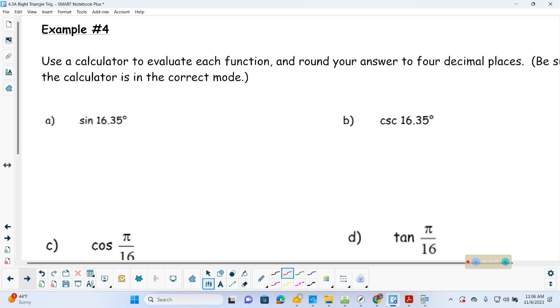Okay, calculator time, my friends. You're going to hear me start saying this a lot this chapter. It is important that you watch your calculator mode. Because clearly, the first 2 angles I'm giving you are in degrees. They have degree symbols. The bottom 2 angles are in radians. So we are going to have to be switching our modes back and forth.